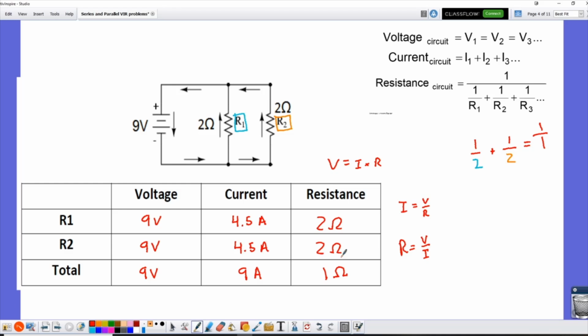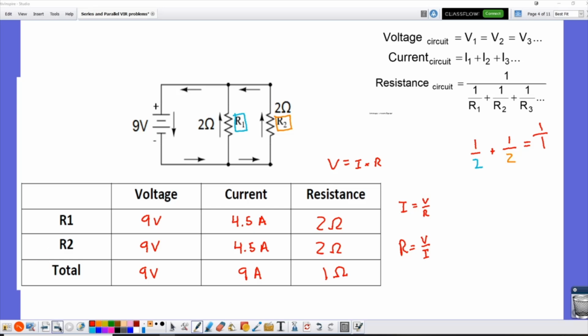Again, if you're not a math person, this can get really messy, so I try to avoid it as much as possible. You can avoid it most of the time by finding the voltages for all the resistors, finding the individual resistances, finding the individual currents, and then adding up the current, and then finally getting the final resistance.